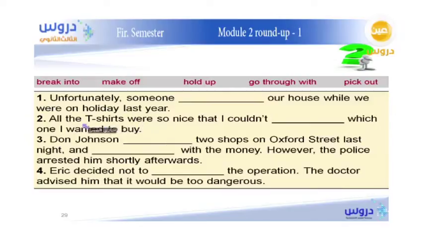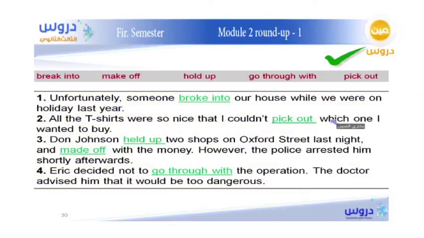All the t-shirts were so nice that I could not pick out which one I want to buy. Oh, so pick out or make off. Yes, it's pick out. Don Jensen held up 2 shops on Oxford Street last night and made off with his money. So we're talking about someone who stole something. Okay, hold up, make off. The next, I'll give it for you guys.